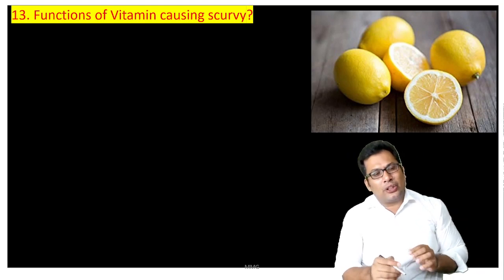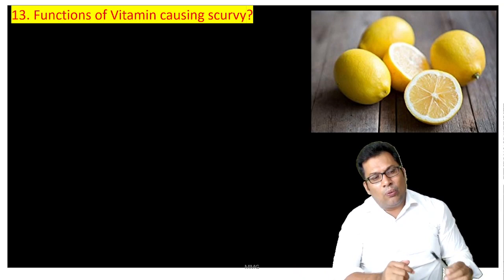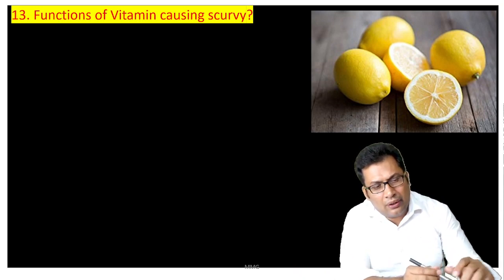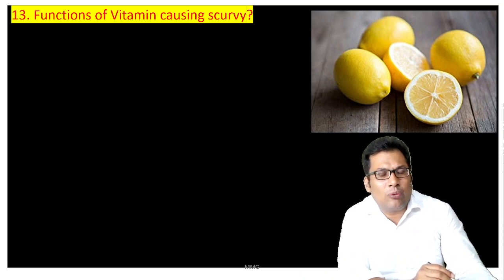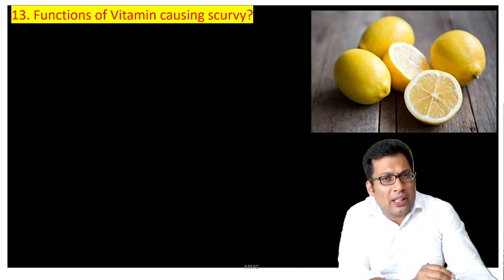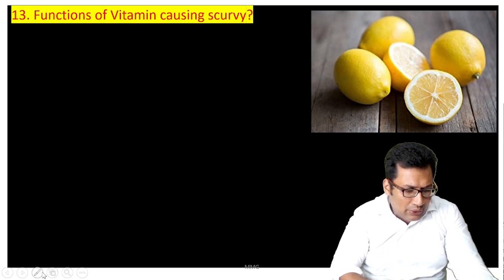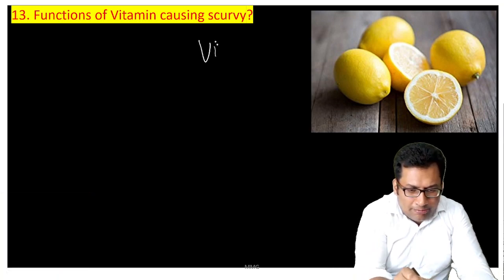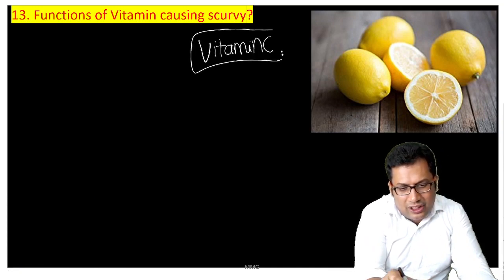Next, question number 13. Functions of the vitamin causing scurvy. So here the question is about scurvy. What is the vitamin? Scurvy is a clinical condition due to deficiency of vitamin C. So the question asked here is: what are the functions of vitamin C?